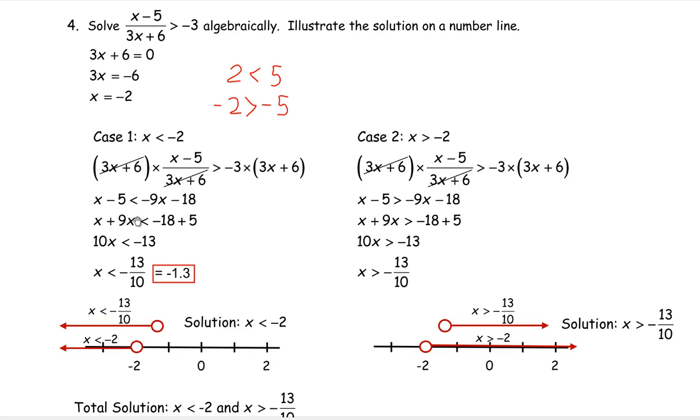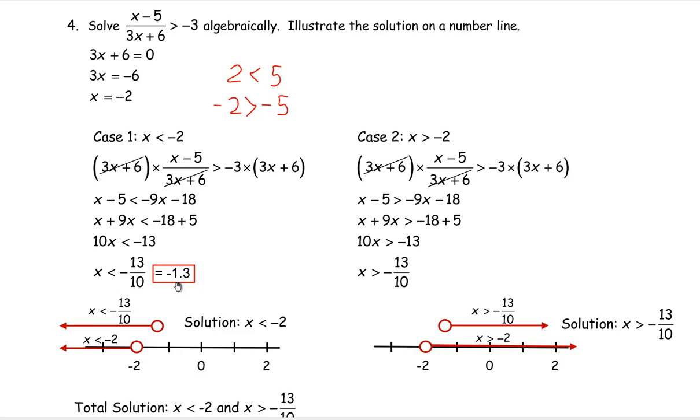Now I want to isolate for x here. So I'm going to add 9x to both sides, so plus 9x over here. And I'll add 5 to both sides, and negative 18 has 5 added to it. x and 9x is 10x, and negative 18 and 5 add to negative 13. And then we divide both sides by 10. Now, dividing by a positive 10 doesn't change the direction of the inequality. So negative 13 tenths is what x is going to be less than. Now, I wrote here equals negative 1.3.